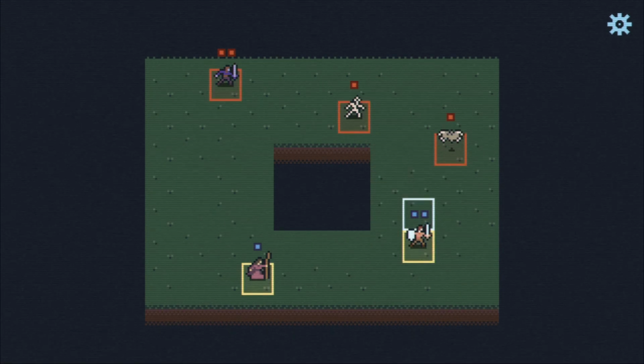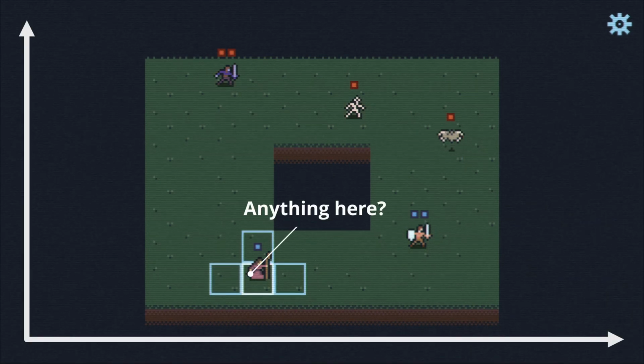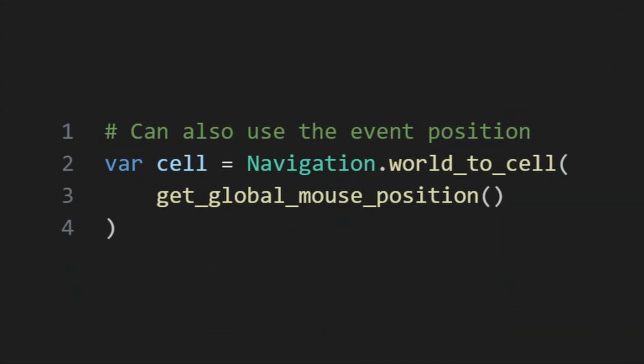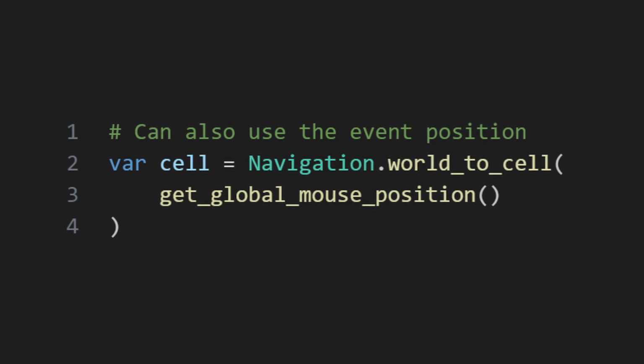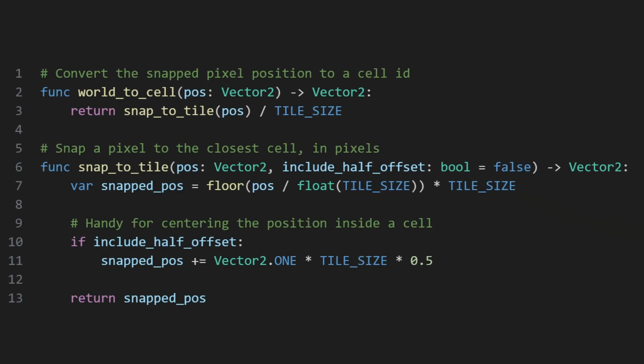For a left click action, I need to convert the pixel coordinate where the mouse was clicked to a world cell and see if I've clicked on any units. Getting the pixel coordinate of the click is built into Godot, so I grab that value and then call world to cell on my navigation autoload, which is a custom function that converts a pixel coordinate to a world cell. Snap to tile takes a pixel coordinate and snaps it to the nearest tile, so world to cell simply takes that value and divides it by the tile size to get the cell identifier.